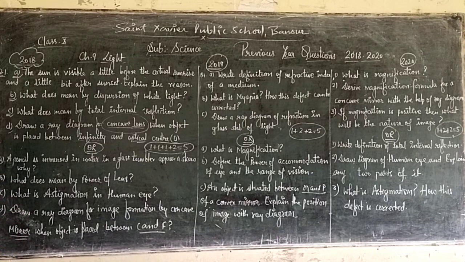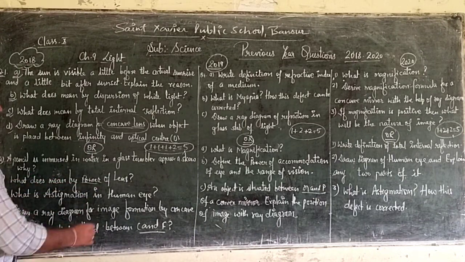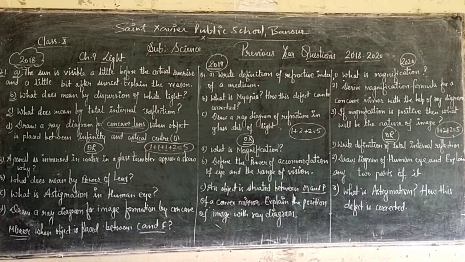Next, what is meant by the power of a lens? I have told you about the power of a lens already. In this you can read 1 by f is equal to the power of the lens. Power tells us about the diverging or converging ability of the lens, that is, how much the lens can diverge or converge rays. It is told by the power of the lens.